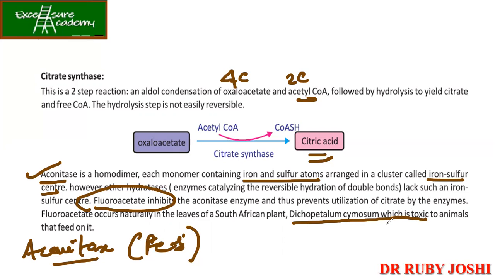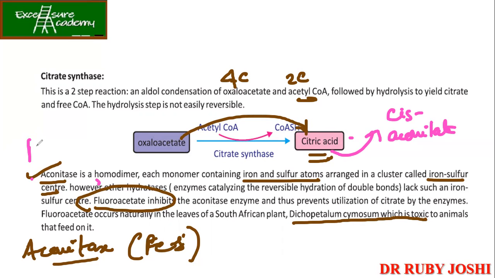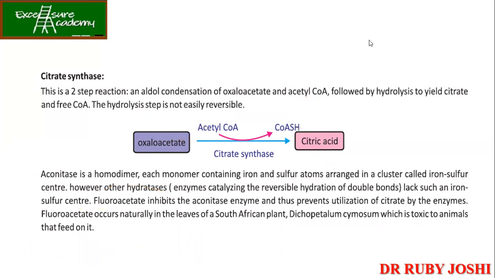In this slide, what you need to remember is that citrate synthase catalyzes the step from oxaloacetate to citric acid. Then from citric acid to cis-aconitate with the help of the enzyme aconitase. What is aconitase? It's a homodimer and it has the iron-sulfur center. Fluoroacetate inhibits this enzyme. This is all you need to remember from this slide.